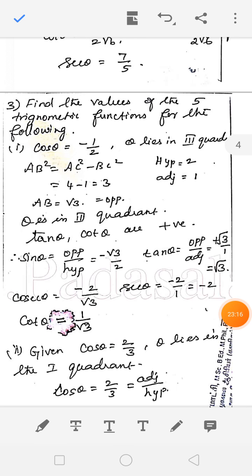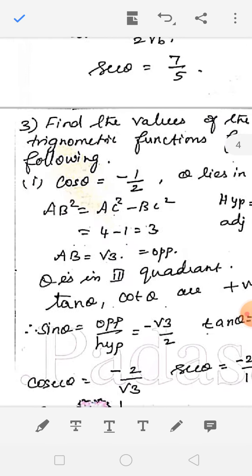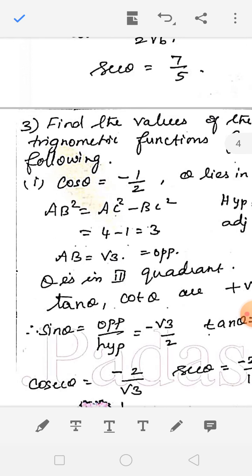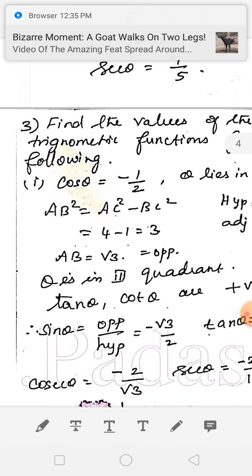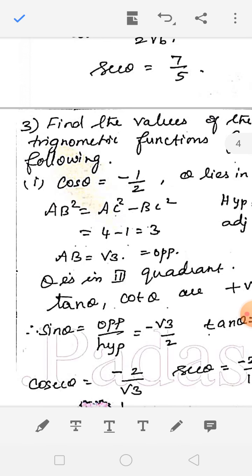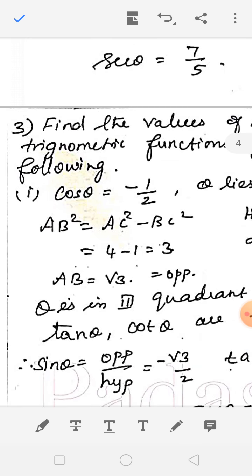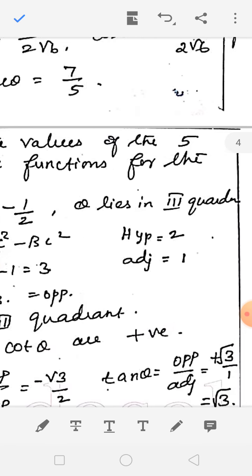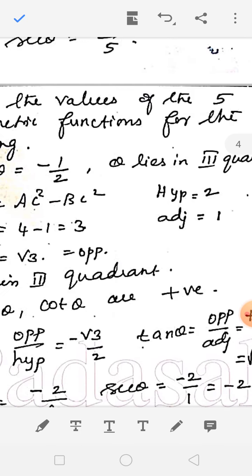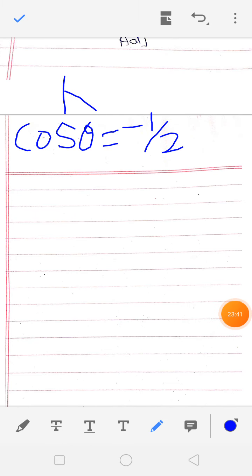Okay, and third question. Find the values of the 5 trigonometric functions for the following. Why 5? Because they have given cos theta, so we don't need to find the cos theta value. So we must find the values of sin theta, tan theta, secant theta, cosecant theta and cot theta. Like that only 5 values are there. What is given? Cos theta is given, and theta lies in the third quadrant. Okay, listen, cos theta is equal to minus half. This is our question, correct?